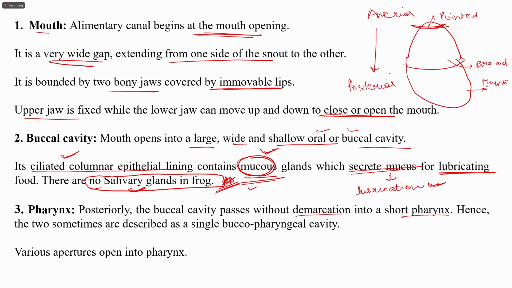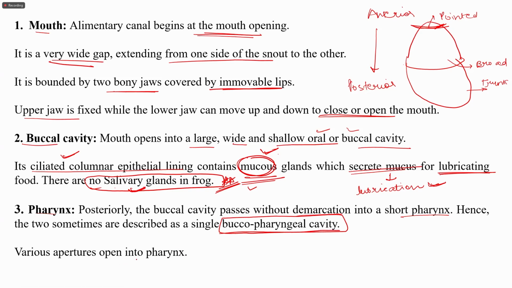So posteriorly, the buccal cavity passes without demarcation. There is no such demarcation between the buccal cavity and pharynx, but it passes without demarcation into a short pharynx. Hence, sometimes we call it not as pharynx separately or buccal cavity separately, but as a buccopharyngeal cavity. Why are we saying so? We are saying so because there is no such clear demarcation between the buccal cavity and the pharynx, and therefore we can call both together as buccopharyngeal cavity.